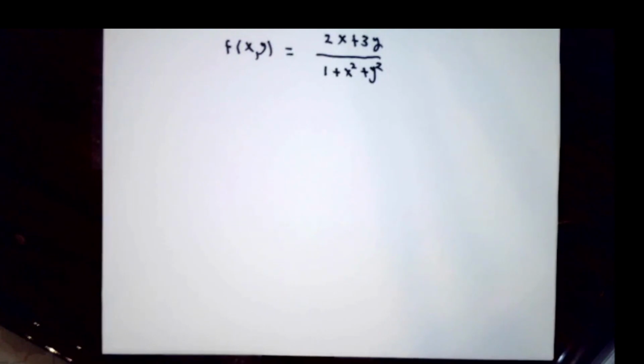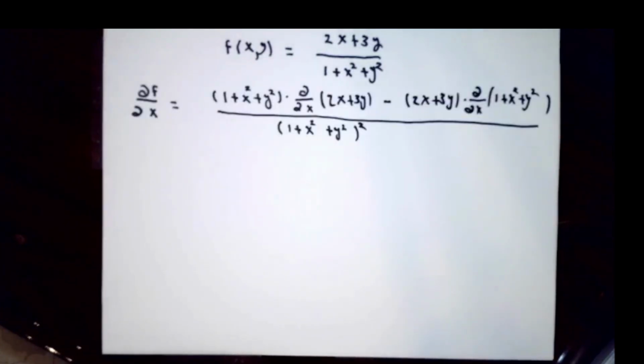This is a slightly more complicated problem. I'm going to think of a rational function, ratio of two polynomials. F of x and y is going to be 2x plus 3y divided by 1 plus x squared plus y squared. Regardless of which one of the x and y that I'm thinking of as being the variable, I'm going to have to use the quotient rule on this. I'm going to write out more than I probably need to, but I want to be clear about this.